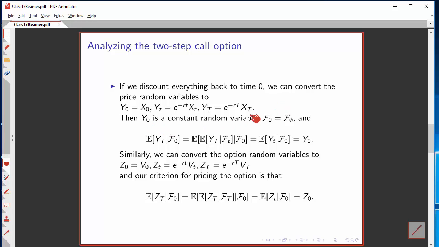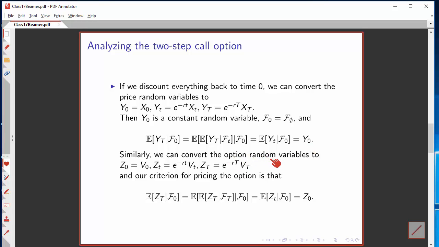Y0, of course, is a constant random variable for the simple reason that the sigma field is what Deneen calls F sub empty set. It's the sigma field that includes nothing but the entire sample space and the empty set. And we have the expectation of Y sub capital T conditioned on that is the same as what we get by first conditioning on F sub t, and that's just the expectation of Y sub t conditioned on the sigma field F0. It's just Y0.